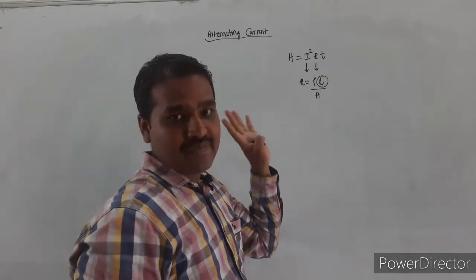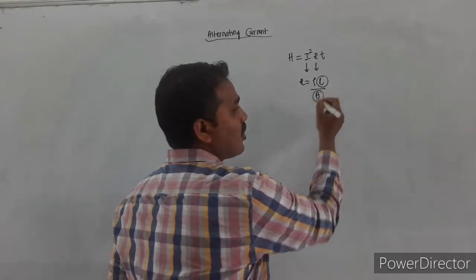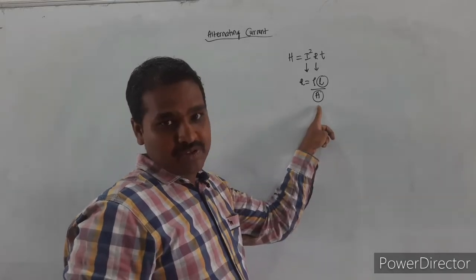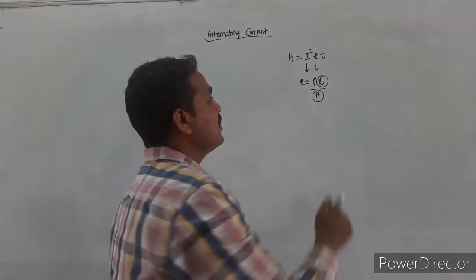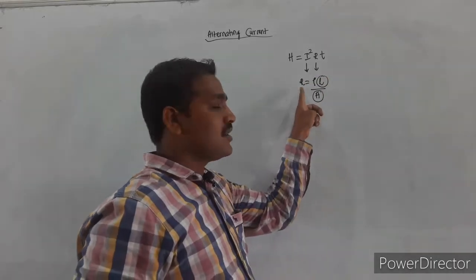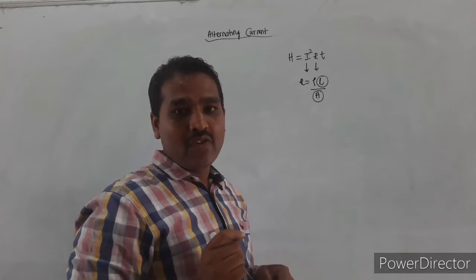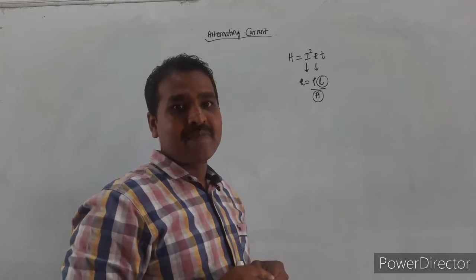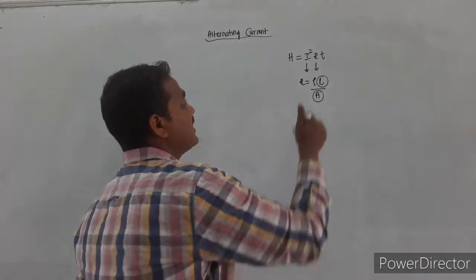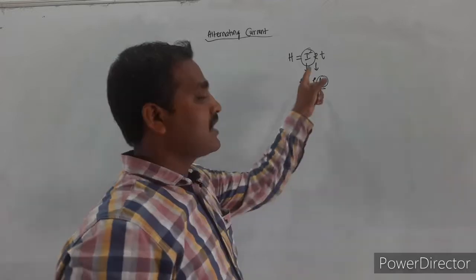Length is constant. And I cannot increase the value of cross sectional area beyond a certain extent for economy purposes. Then rho is constant for a given material. To reduce the value of resistance, we can use a material which has a lower value of resistivity, such as copper or aluminum.